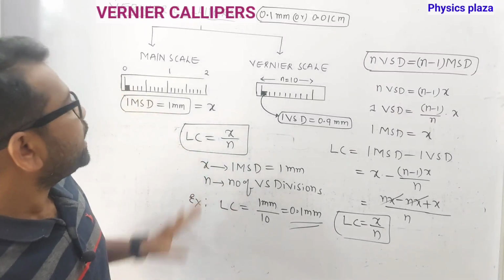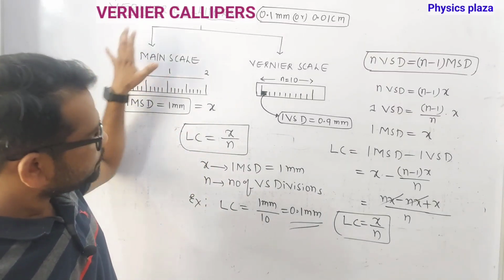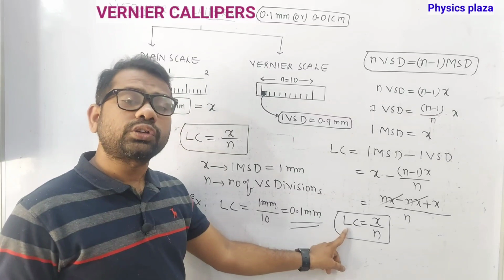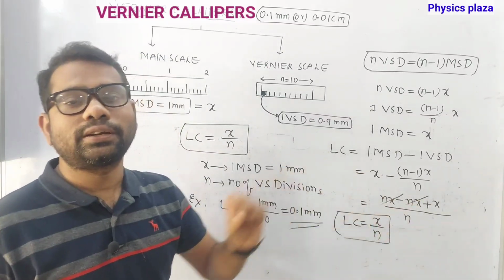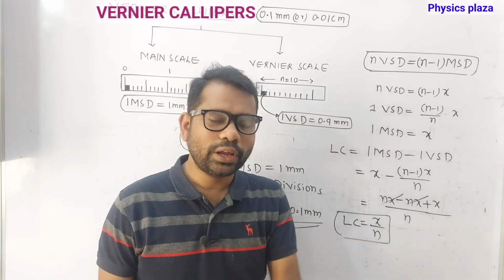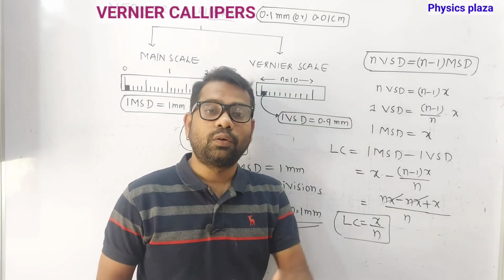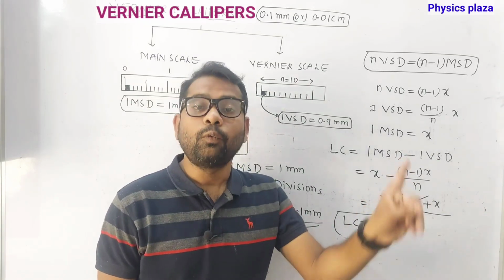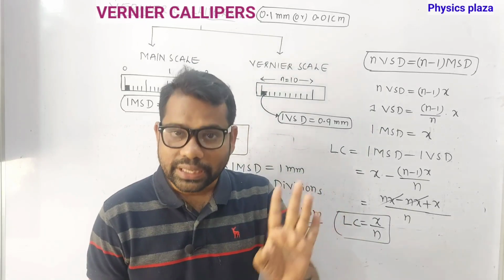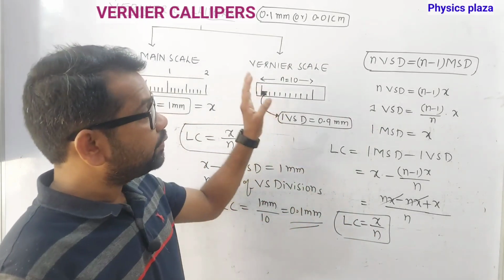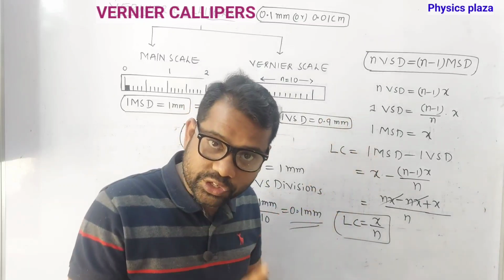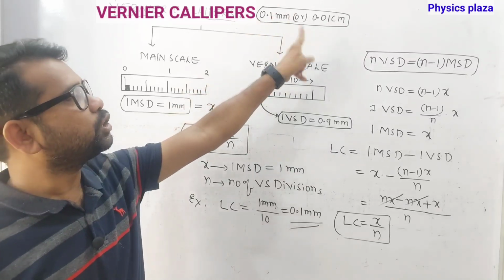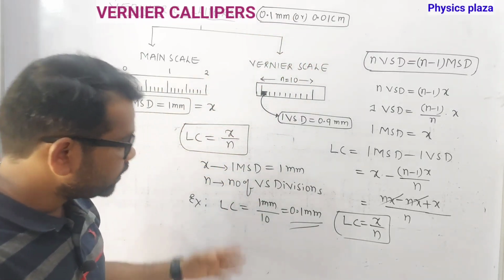So children, this is what we have seen about the main scale, vernier scale, and how to calculate the least count. Of course, this we can also call the vernier constant. In the exam they may ask what a vernier constant is. Vernier constant is defined as the difference between one MSD and one VSD. In general, for a vernier calipers in which the vernier scale has 10 divisions, the least count is 0.1 millimeter or 0.01 centimeter. Is that clear? Fine. Now just copy this.